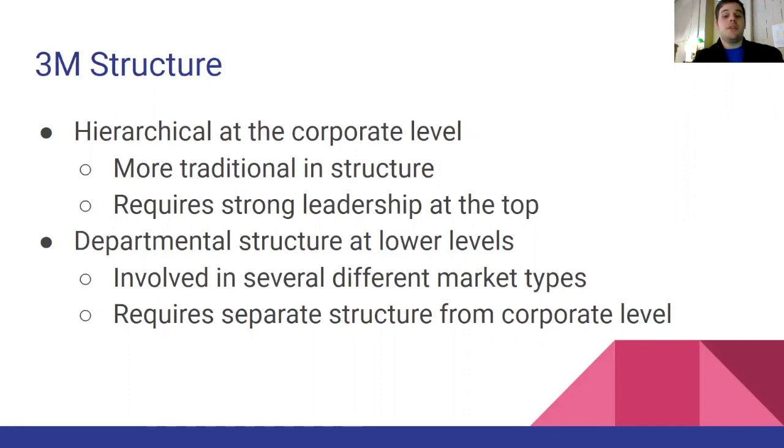And below the corporate level, 3M is broken into several different departments that operate in different market types, such as healthcare, communications, electronics, things like that. Being involved in so many different industries means that each individual department operates with its own substructure, such as a traditional hierarchy or a more complex matrix structure. This is key to 3M's success because it creates autonomy among the departments and helps avoid too much bureaucratic hangups in its operations and strategies.